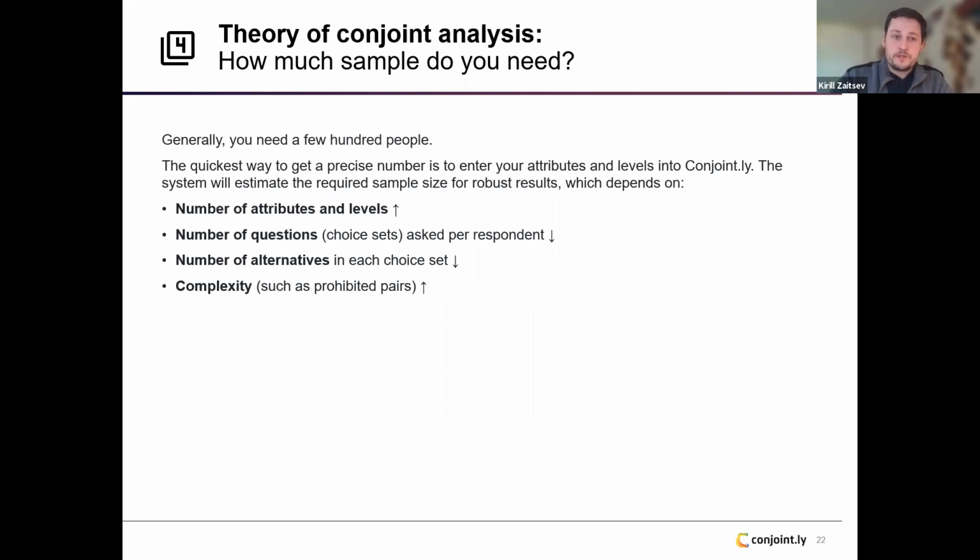So some characteristics that will impact the sample size requirement, obviously the number of attributes and levels. As that goes up, you will need more sample. The number of questions asked per respondent. So if we increase the number of choice tasks that every respondent answers, then we won't need as many respondents. This is a trade-off that we have to make, that usually we leave it at about 12 per respondent. We do have the option to lower or raise that amount if it's appropriate.